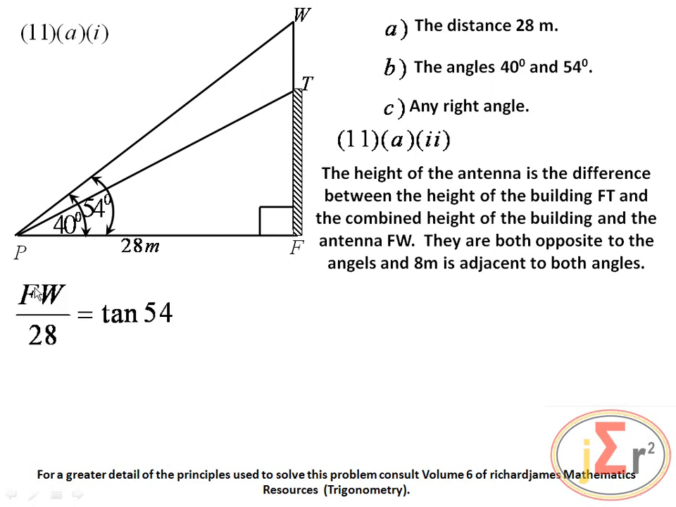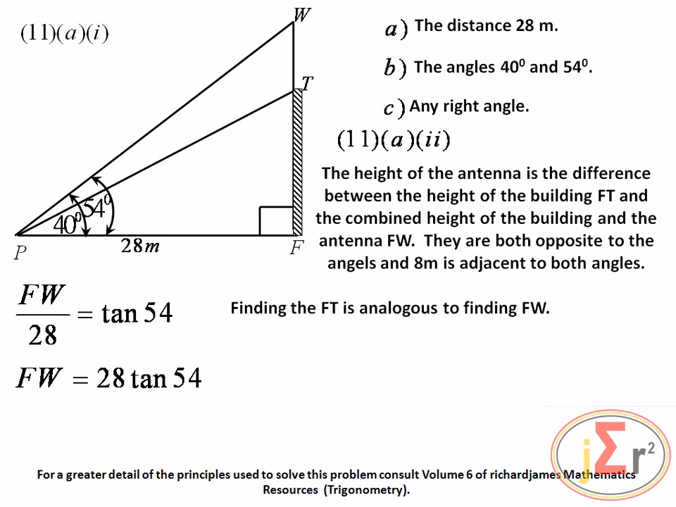So we have FW. What is FW? FW is the total height of the building and the tower together. And FW over 28, which is opposite over adjacent, is equal to tan 54. So FW is equal to 28 tan 54. And in this particular problem, we do not need to know the height of the tower and the antenna together. So we need not simplify that immediately.